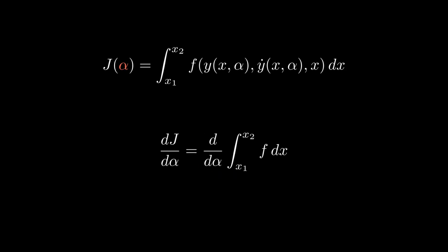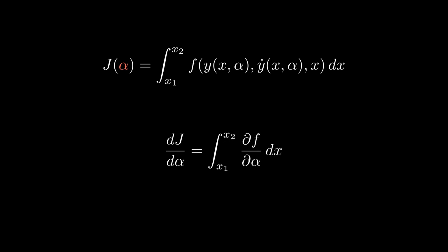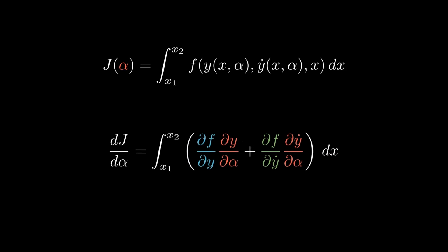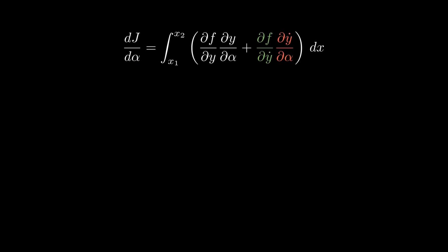We differentiate under the integral sign. Since the integrand f depends on alpha through both y and y dot, we must apply the chain rule for partial derivatives. We must now manipulate the second term in the integrand. Notice that y dot is the derivative of y with respect to x. Therefore, the order of differentiation in the second term can be swapped. This allows us to isolate the del y by del alpha term.